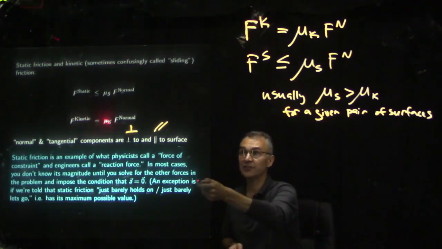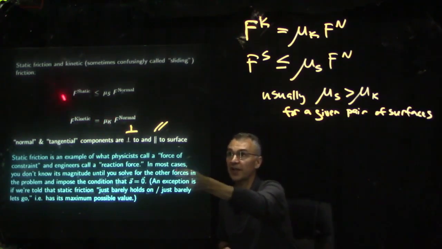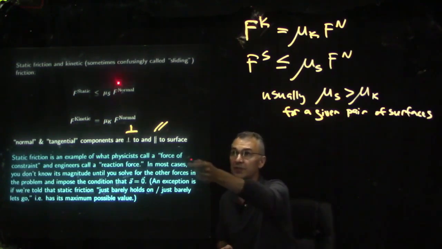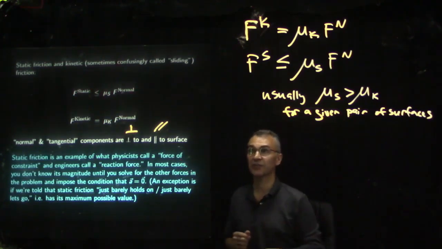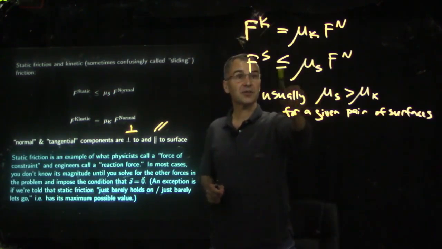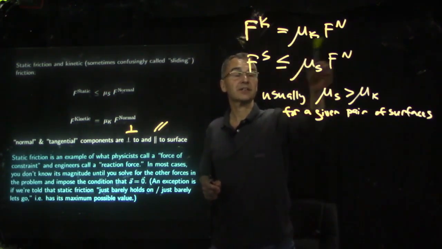So kinetic friction just equals the coefficient of kinetic friction times the normal force, whereas static friction is however big it needs to be to prevent the surfaces from moving with respect to one another, but it has a maximum value. So you say static friction is less than or equal to the coefficient of static friction times the normal force. F static is less than or equal to mu static times the normal force, whereas F kinetic equals mu kinetic times the normal force.